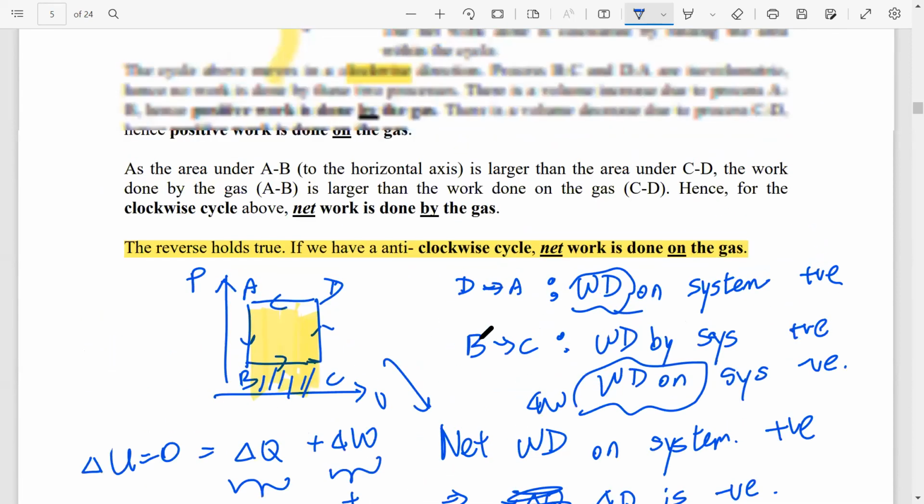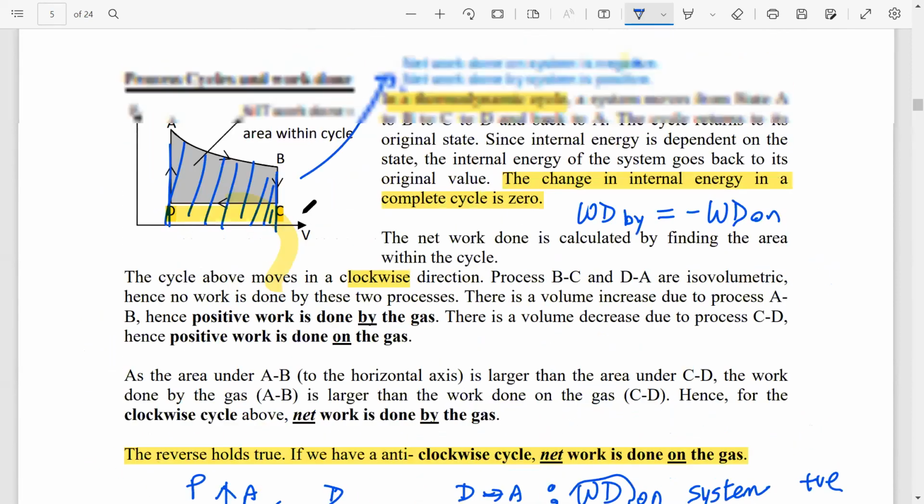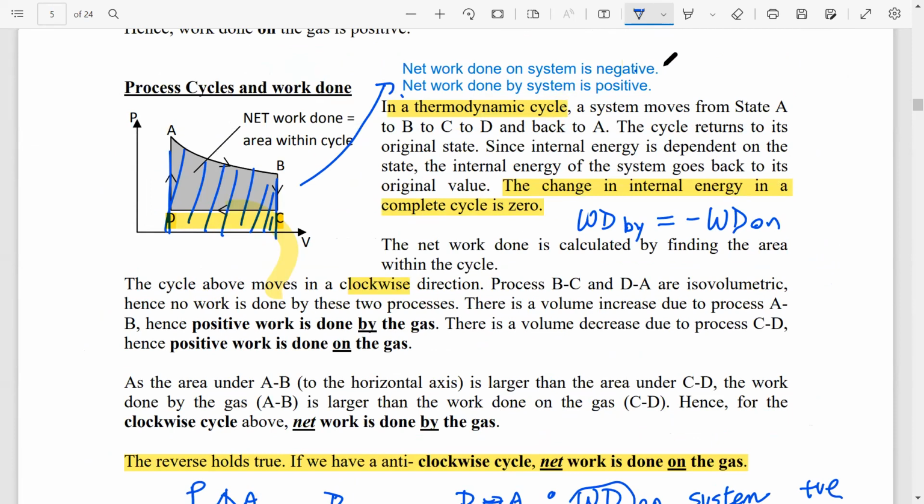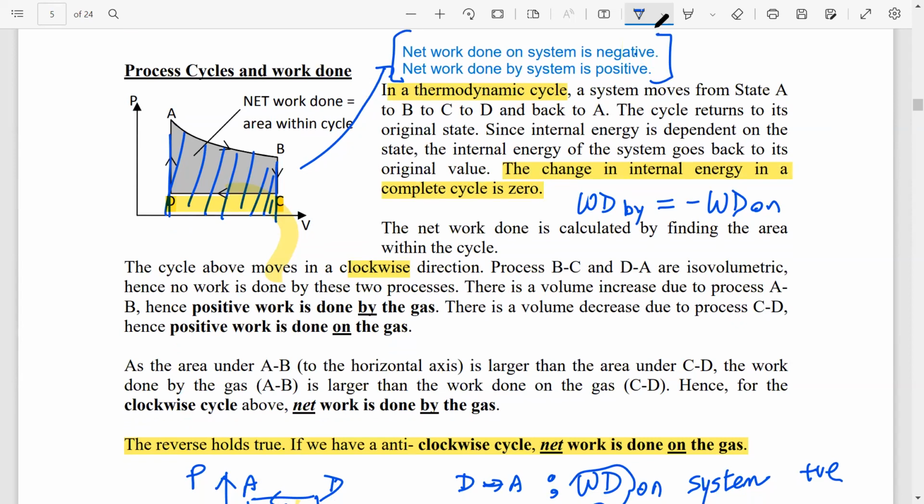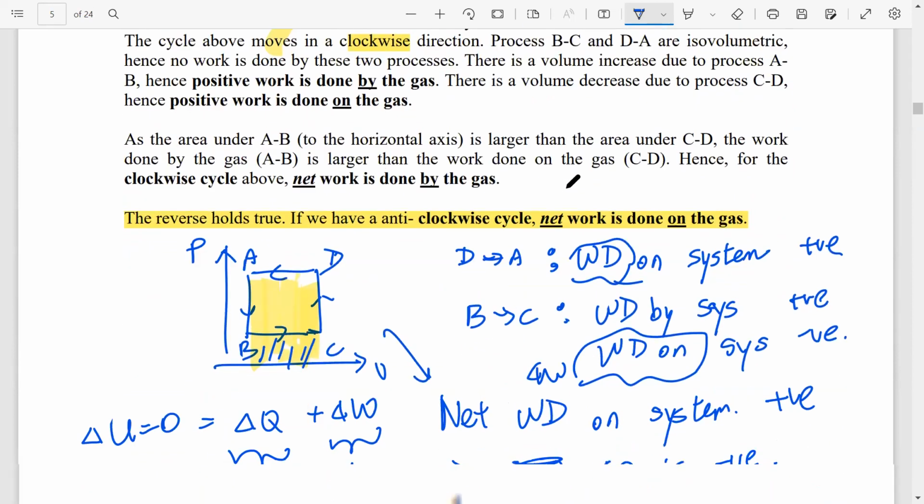So in short, it's just about thermodynamic cycle. Clockwise cycle, there's net work done, which is here, the summary will be here. Net work done on system is negative, net work done by system is positive. And when it's anti-clockwise, it will be the opposite. Okay, and for the change for the entire cycle, the change in internal energy is going to be zero.